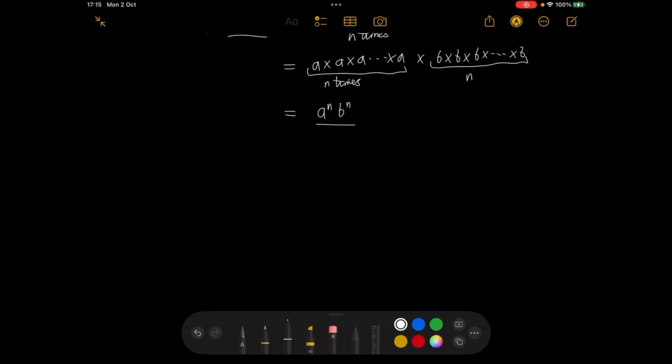So let's have a look at a couple of questions that will help us practice these rules. The first one, we'll start out pretty simple. Let's say we have x to the 7 multiplied by x to the 4.